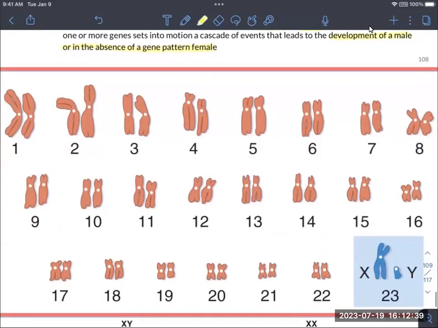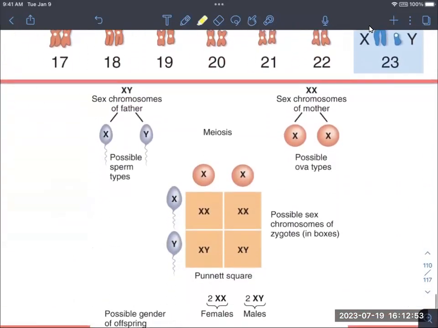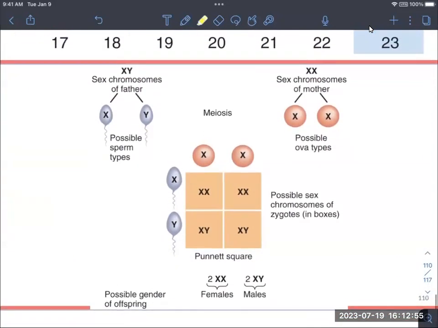So here are all of these 23 different chromosomes. You can see numbers 1, 2 start really large and get smaller and smaller until we get to the sex chromosomes, the X and the Y. The X is the large one, the Y is the small one. And we can see on a Punnett square how we get females and males.